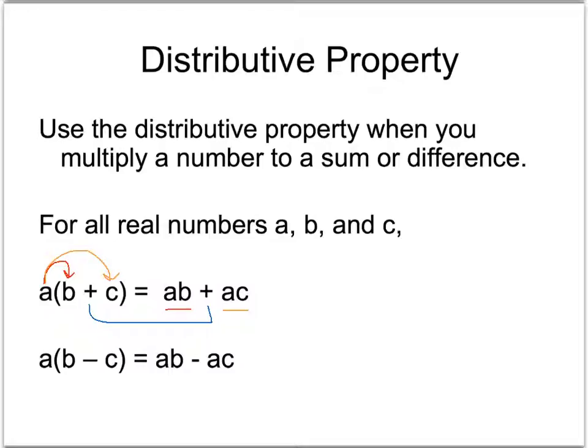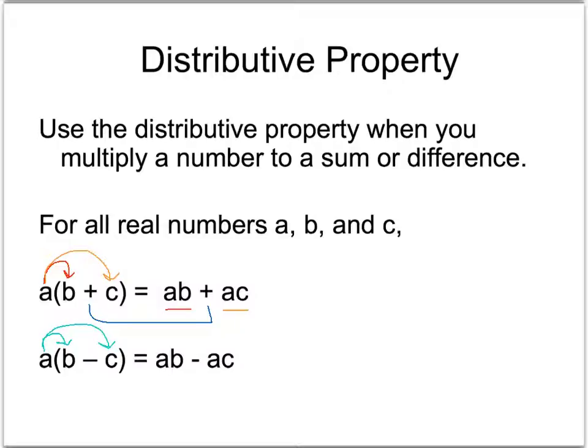And the same thing would be true for subtraction. If you had A multiplied by the quantity B minus C, you would multiply A times B, and you would multiply A times C, and you would subtract those.